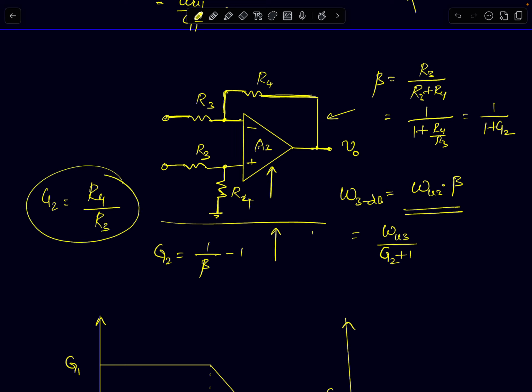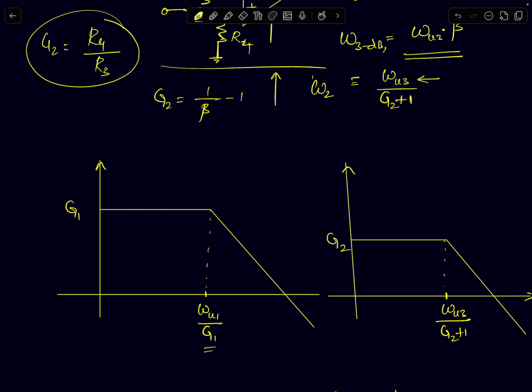So the 3 dB bandwidth of the second stage, which we denote as omega 2, is given by omega u3, the UGB of the second stage, divided by 1 plus G2. That's what I've shown here as a frequency response. This is the first stage non-inverting amplifier's frequency response. G1 denotes 1 plus 2 RF by R, and G2 here denotes R4 by R3. You can see the 3 dB bandwidths are given by omega u1 by G1 and omega u3 by G2 plus 1.